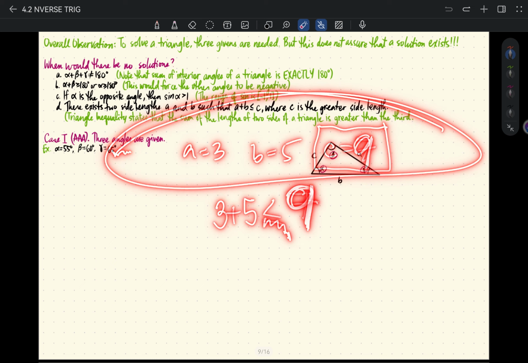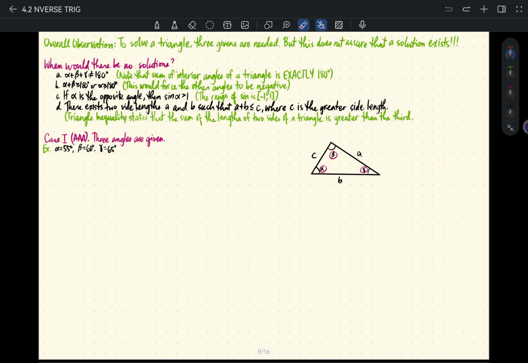That's because we have this so-called triangle inequality, which states that the sum of the lengths of two sides of a triangle is greater than the third. So since the sum of the lengths of two sides of a triangle is greater than the third, automatically this cannot happen. So let's try and solve some triangles.